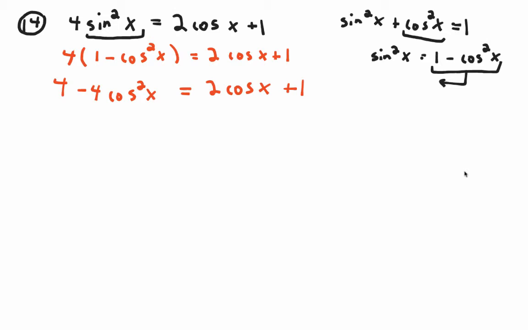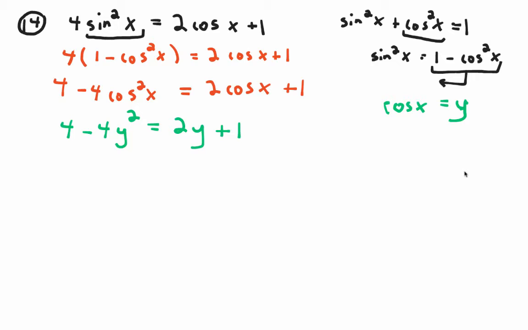Bring everything to either the right or left side. I brought everything to the right. Oh, even before that, let's substitute cosine x, and we'll call it y. Just makes it a little easier when we're trying to identify whether it's a quadratic or not. So you're going to rewrite this as 4 minus 4y squared equals 2y plus 1. Now it looks quadratic.